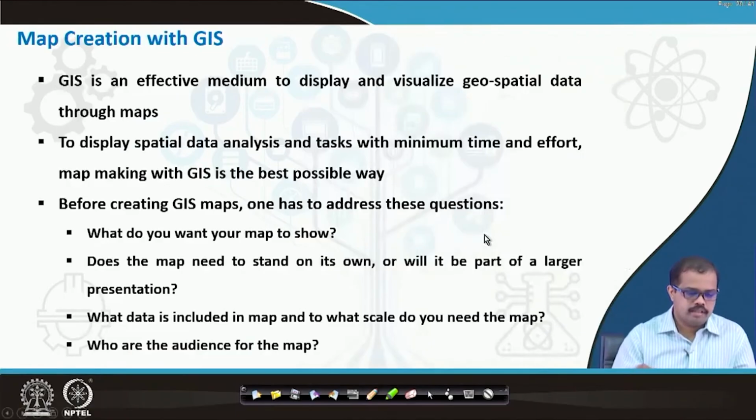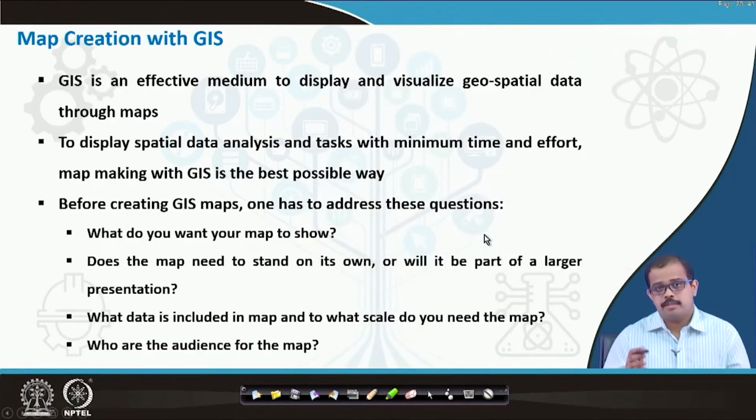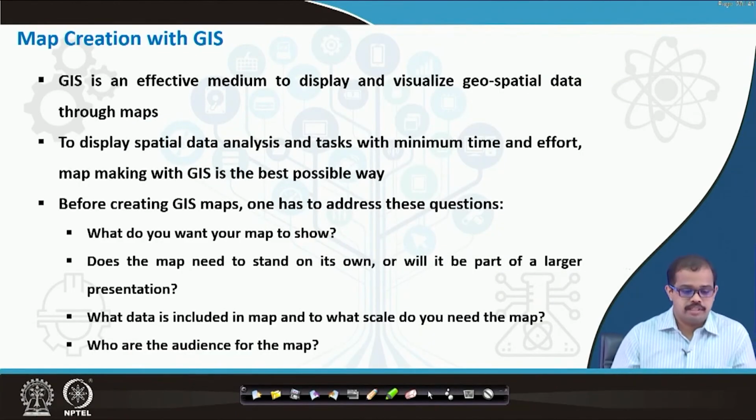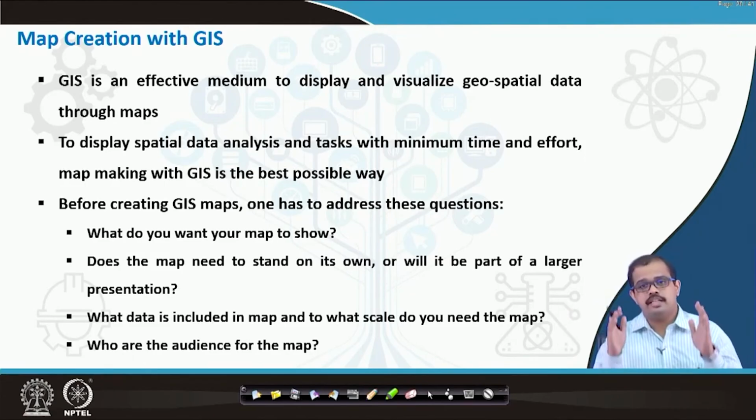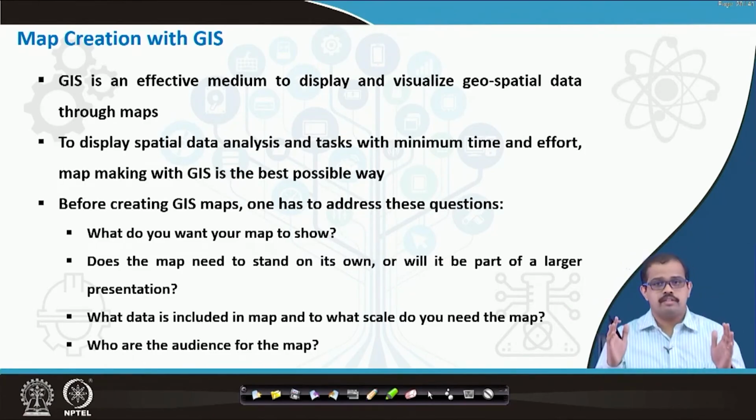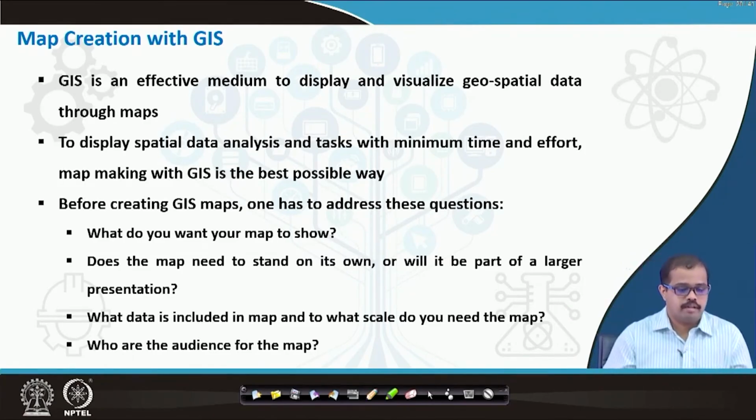Okay, once we have understood this, the next part is looking at map creation with GIS. GIS is extremely useful in terms of map creation. You can create visually and thematically very good images in terms of maps.